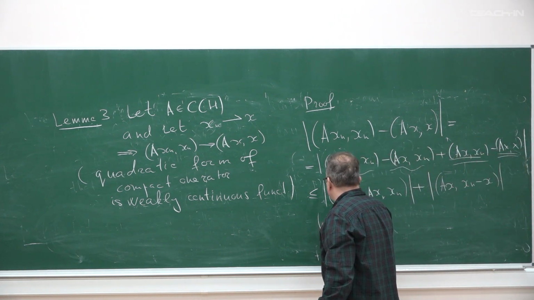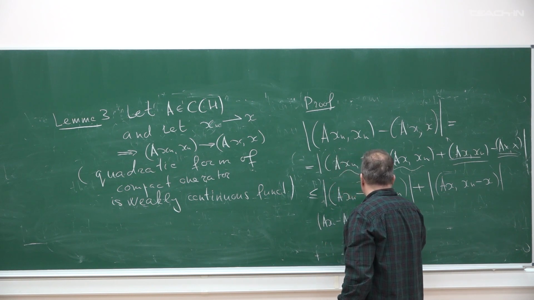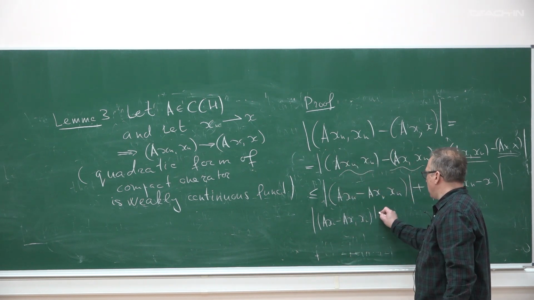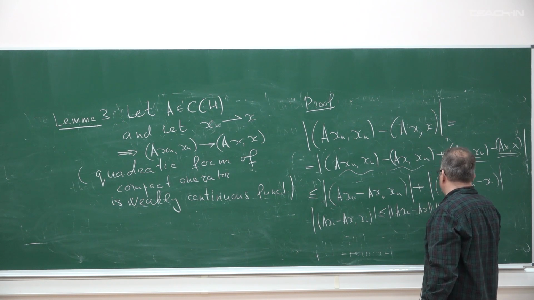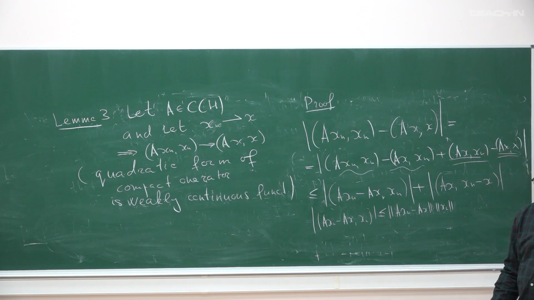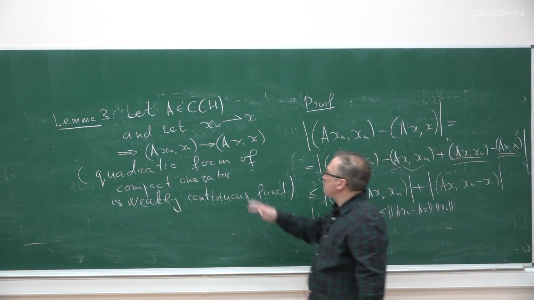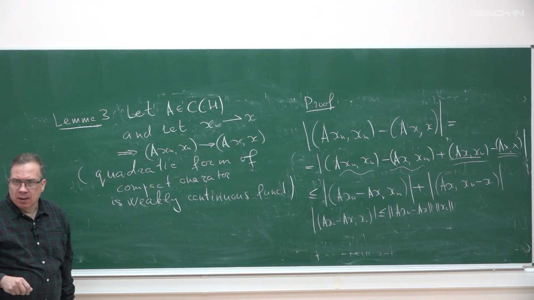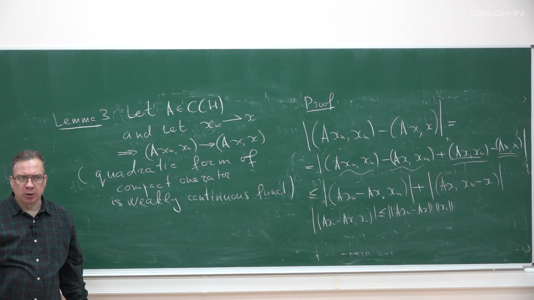First, by Cauchy-Bunyakovsky, it is less than... what can we say about the norm of xn? We know that xn weakly converges to x. So this sequence is weakly bounded. Any converging sequence is bounded. Weakly converging is weakly bounded. And we know that weakly bounded sets are bounded.